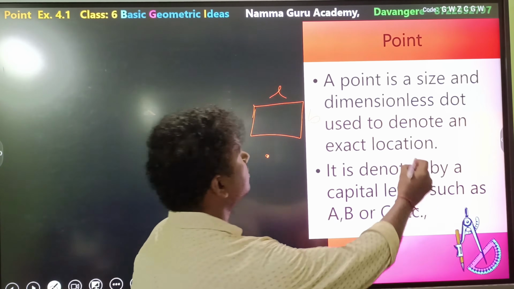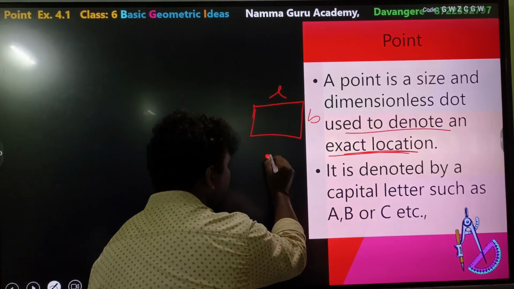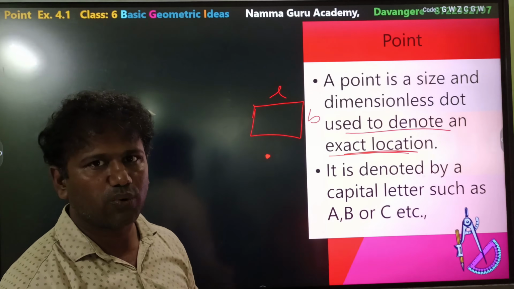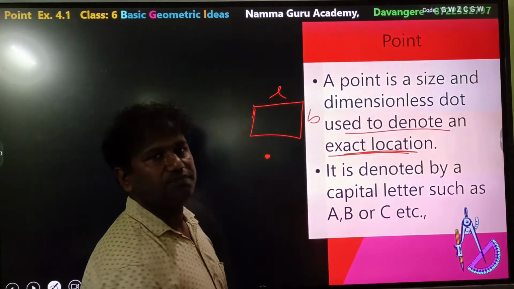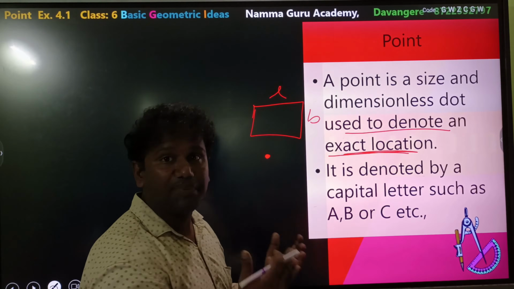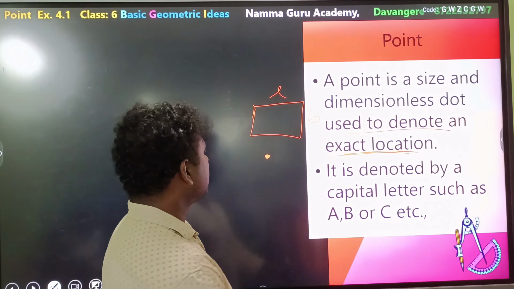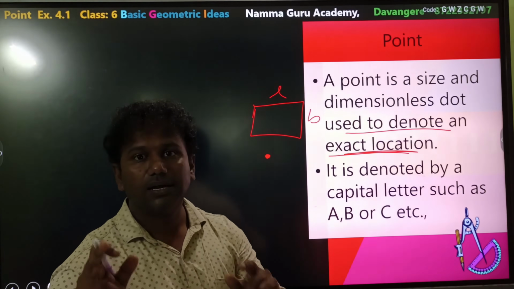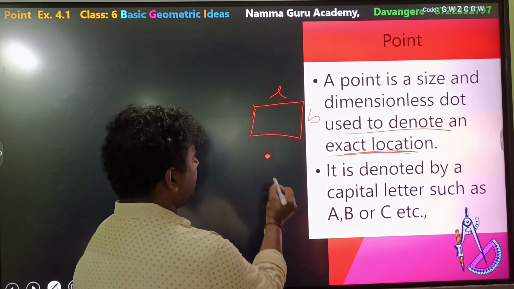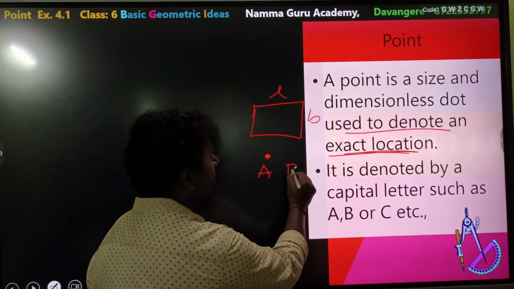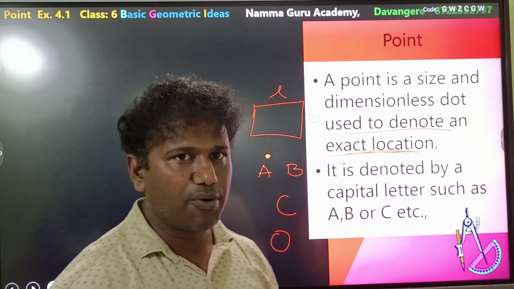If it does not have any dimension, why should it be used? It is used to denote an exact location. To denote an exact location, we use points. Understood? It doesn't have two things. First, it doesn't have size. Second, it doesn't have dimension: length, breadth, height. Such a dot is known as a point. It is denoted by a capital letter. It can be denoted as A or B or C or O, any letter. I think you have understood.